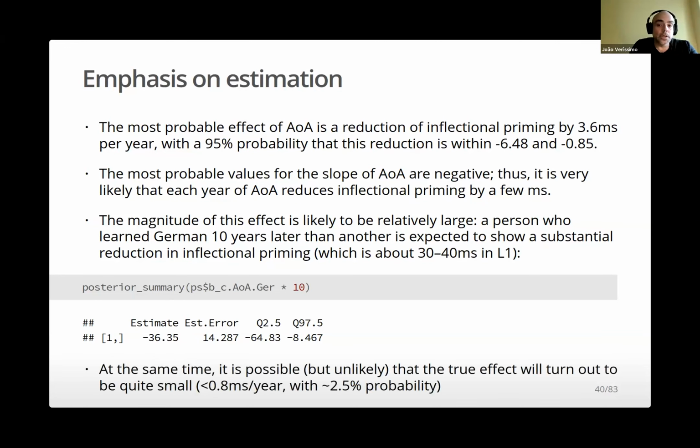At the same time, one should say that it is possible, however unlikely, that the true effect will turn out to be quite small, and perhaps even in the opposite direction. And so here I'm saying, well, it could even be smaller than 0.8 milliseconds per year with 2.5% probability. I'm just using the bounds of the credible interval here to say it could be quite small, but that's only a 2.5% chance. And so this is a kind of interpretation that I would favor.